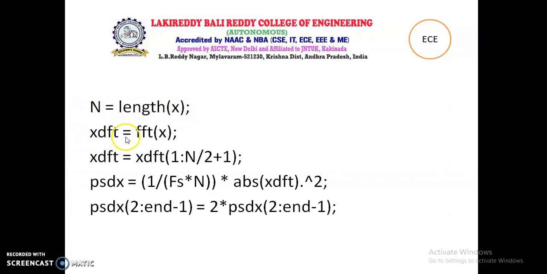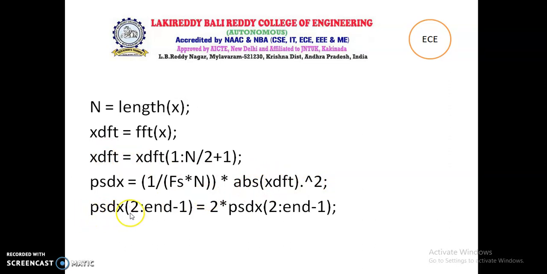X DFT equals FFT of X. X DFT equals X DFT of 1 to n by 2 plus 1. PSDX equals 1 by Fs multiplied with n multiplied with the absolute value of X DFT to the power 2. That means the absolute of the X DFT square.